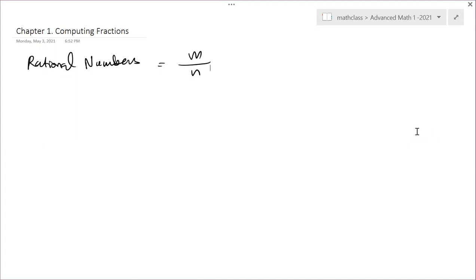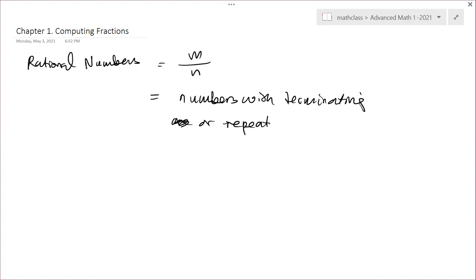So rational numbers can be written in this form. But if it's expressed in terms of a decimal, then rational numbers can be expressed as numbers with terminating or repeating decimals.